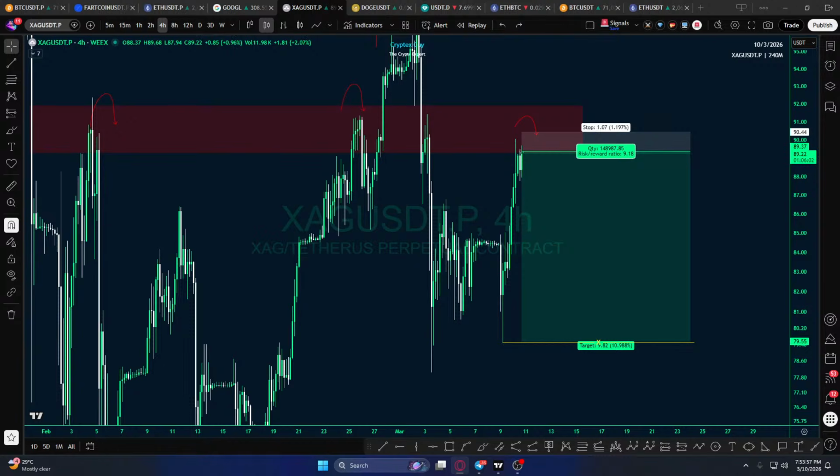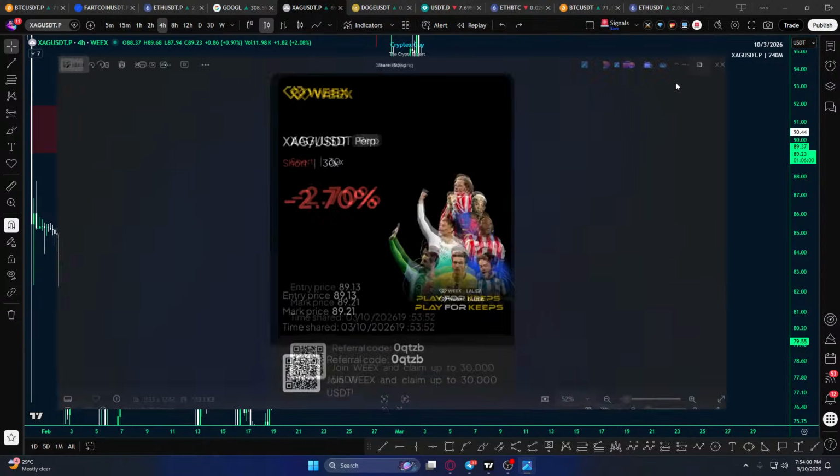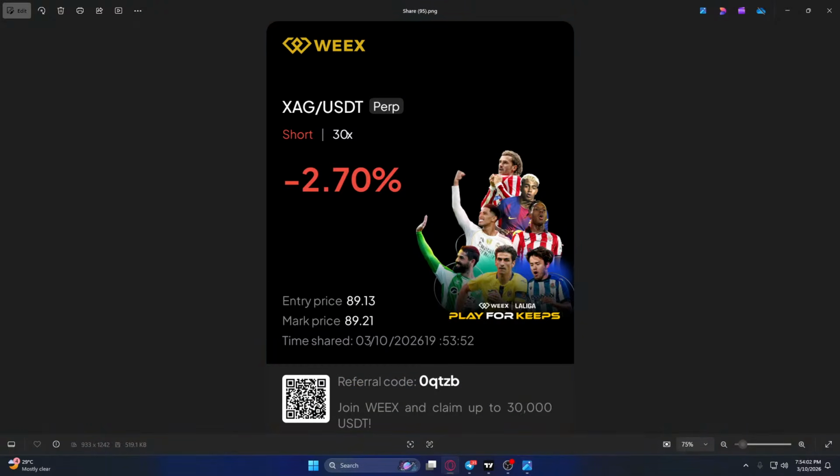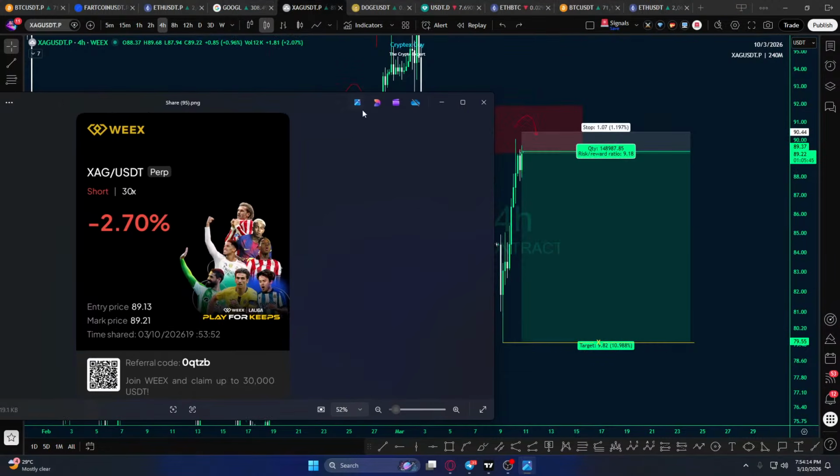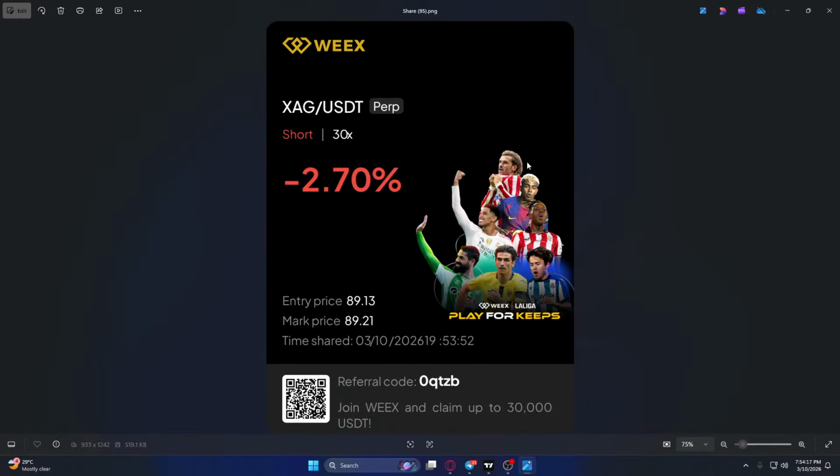Let me just download it for you guys, and you can see we have a silver position opened in the live stream at 30x leverage. The entry price is $89.13, a little bit less than the market price, which is at 89.25, but still it's okay. That's the position. You can see the time here, 19:53, and on the clock it is 19:54. So it's live right now.